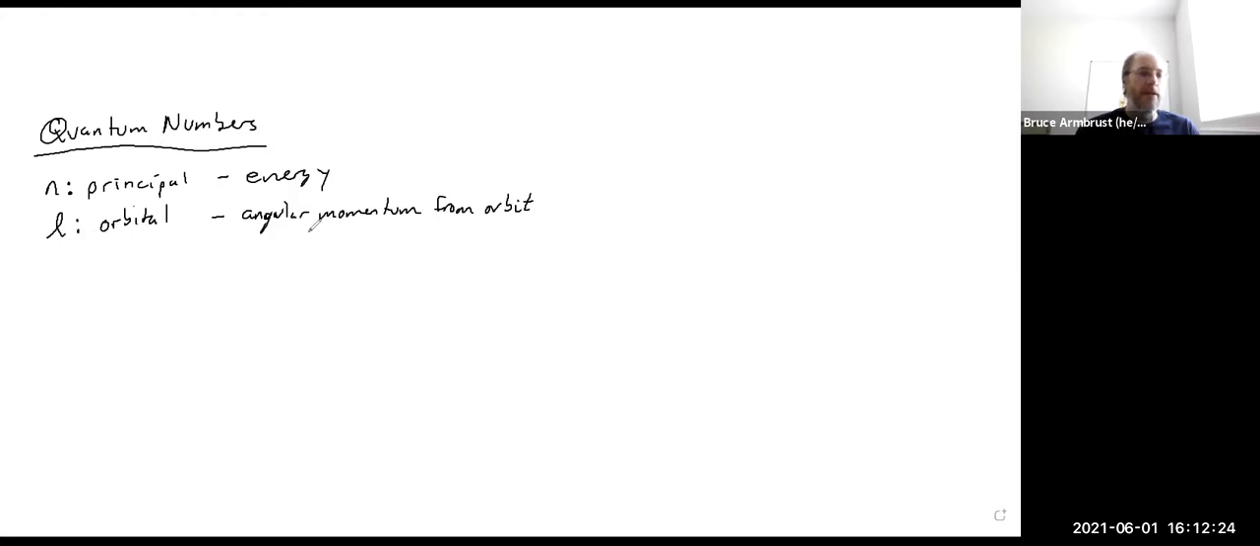So that's our orbital. And then we had M sub L. This one, I call the orbital magnetic. The sub L helps you remember that it's orbital. It's magnetic because it showed up when applying a magnetic field. The book calls this one the angular momentum projection quantum number. Well, this is the Z component of the angular momentum.